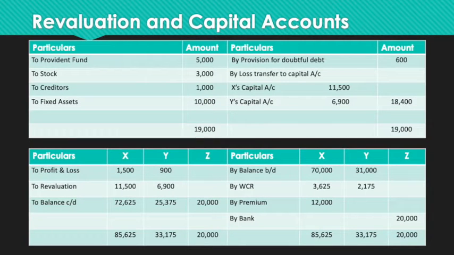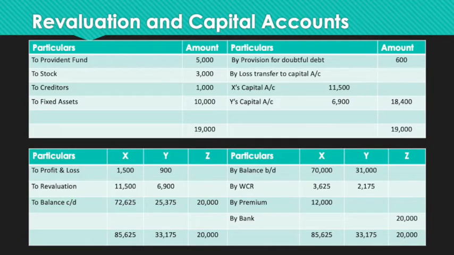After doing the journal entries in the previous 3 slides, now let us concentrate on the necessary accounts. Here in this slide I have prepared 2 accounts, the revaluation account followed by the capital account. The revaluation account has been prepared from the journal entries done in the previous slide. You can see very clearly in the debit side: to provident fund 5,000, to stock 3,000, to creditors 1,000 and to fixed assets 10,000.